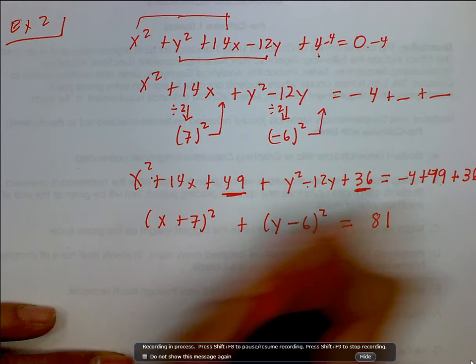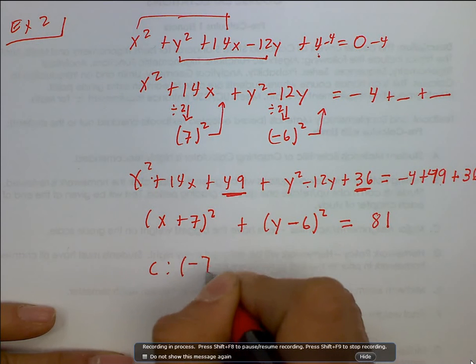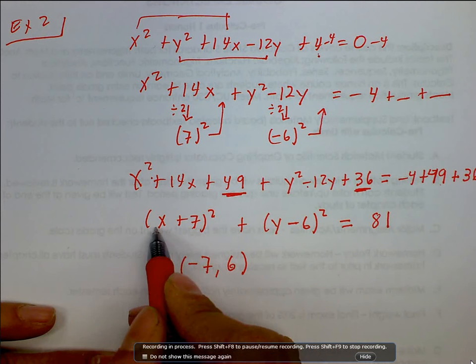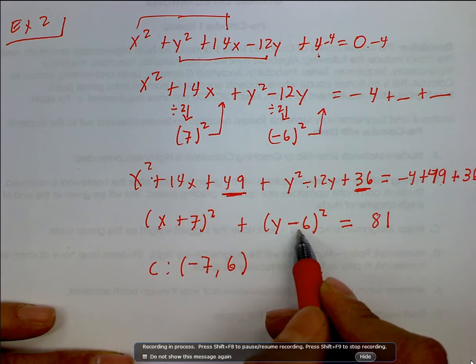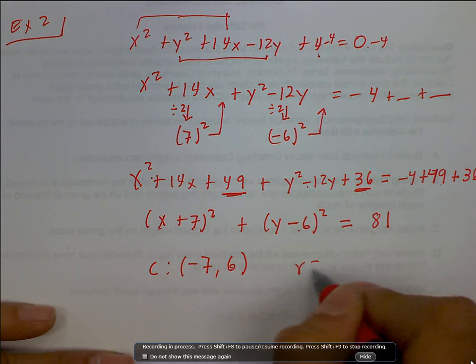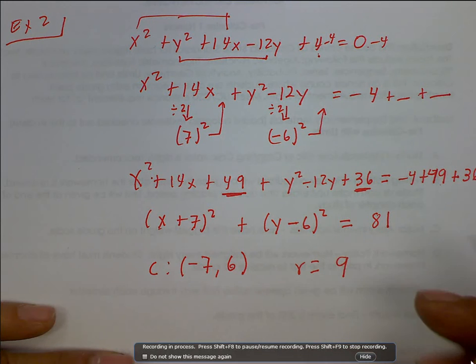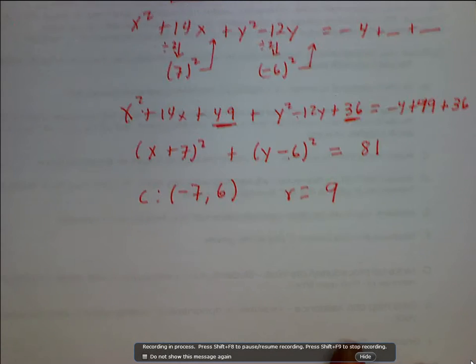So now the center is at negative 7, positive 6. Remember that you're trying to go back to the origin from here, so you have to subtract 7 to go back, and on this one you need to add 6 to go back. So now the radius of this is going to be 9.